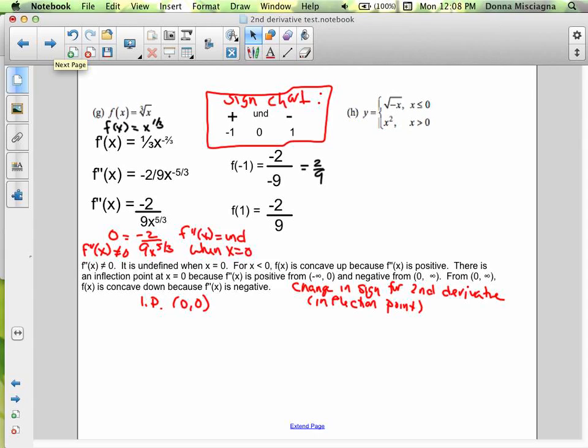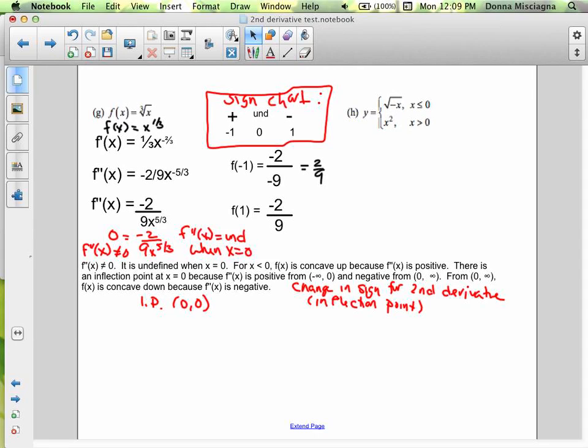All right, so when you plug in negative 1 back into the second derivative, you get a negative divided by a negative, so that's positive. When you plug in 1, you get a negative divided by 1, because 1 to any power is 1. And so you'd have negative 2 divided by 9. All right, so for x less than 0, f of x is concave up because f double prime of x is positive.